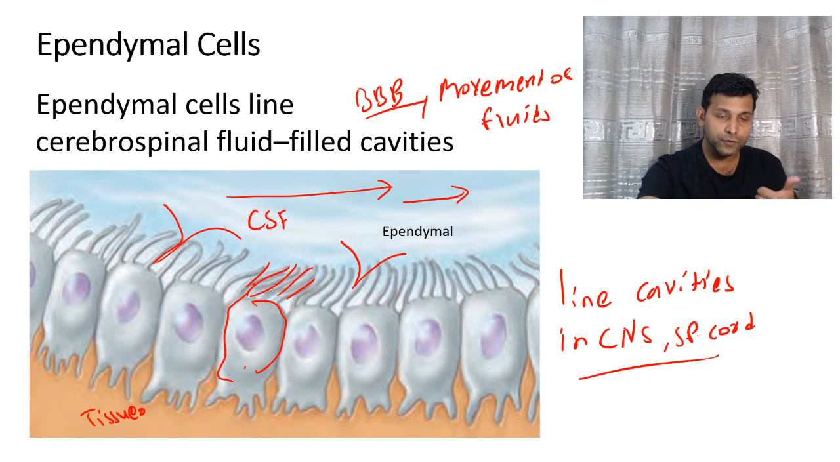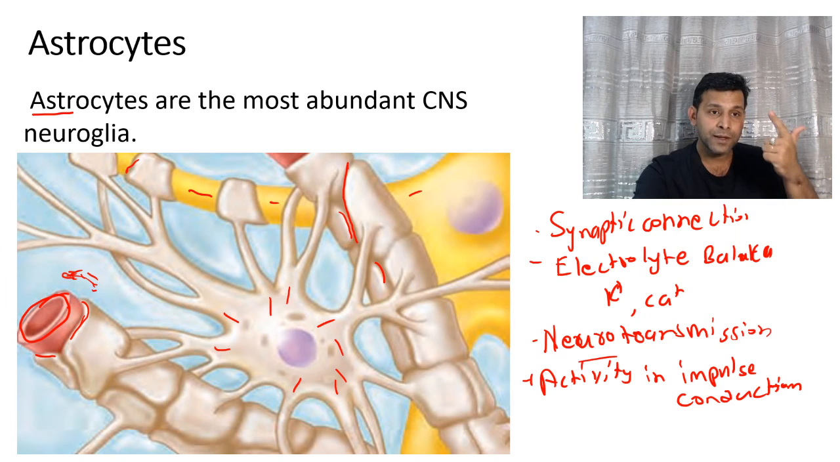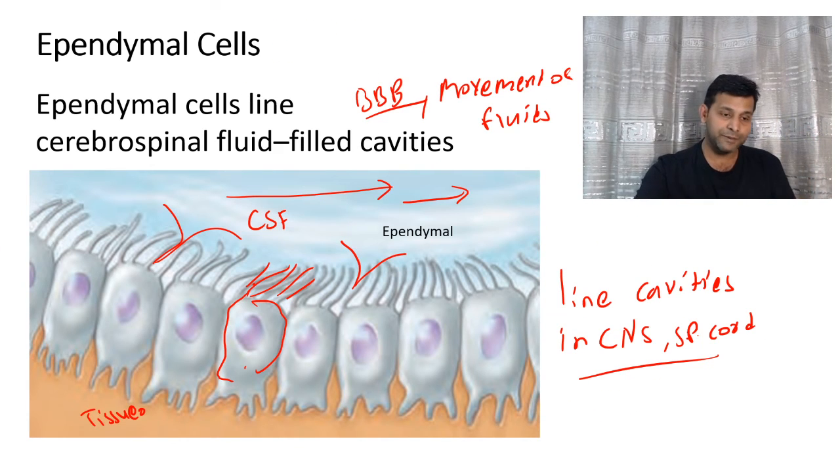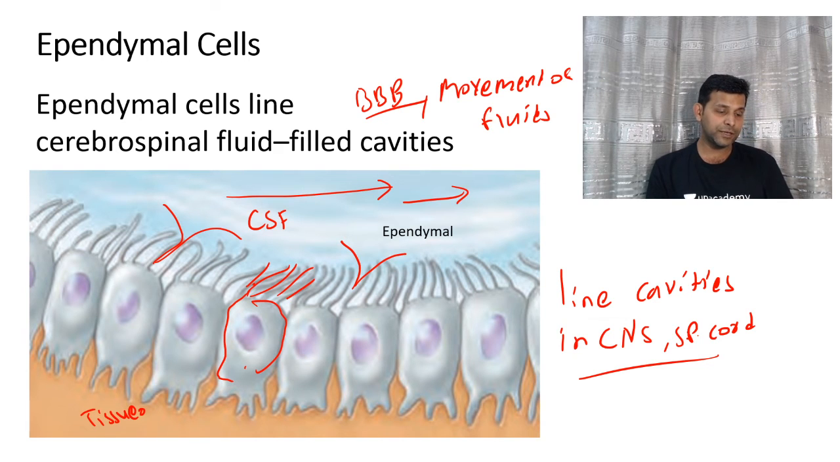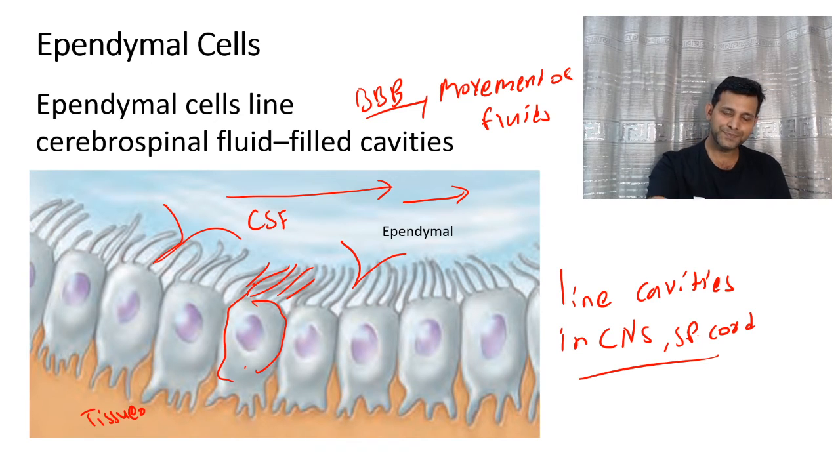So far we have looked at the astrocyte, microglia and ependymal cells. Can you give me the name of the fourth type of glial cells, students? We have one more glial cell left for the CNS. We are done with astrocytes, microglia and ependymal cells. Can you give me the fourth type of cell?